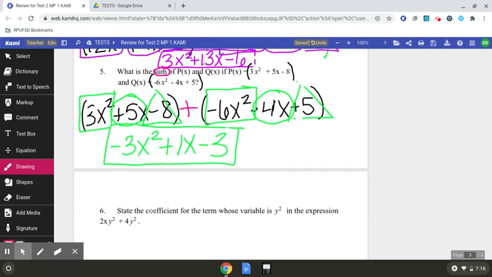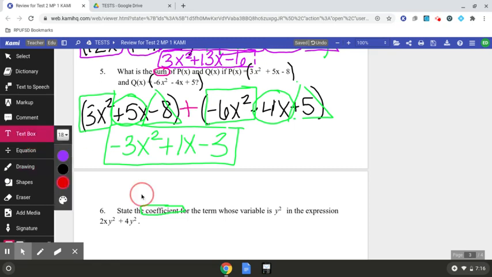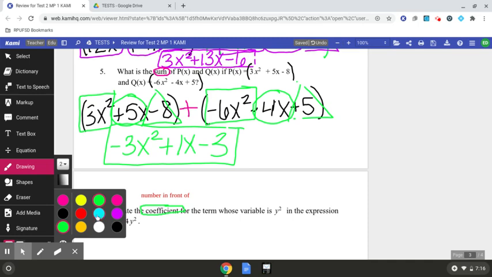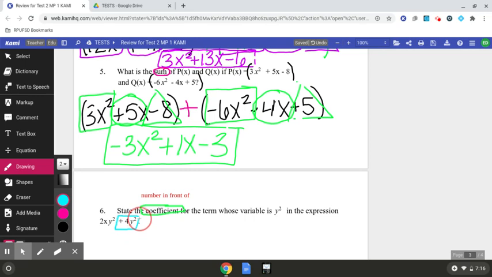Okay, so state the coefficient for the term whose variable is y squared in the expression. Coefficient just means the number in front of. So we are going to look for y squared first. That's going to be our goal first. So y squared, when we're looking, is this term here. And all you're identifying or picking out of that is the number in front of y squared. So in this case, it's a positive 4. So that would be your coefficient, positive 4.